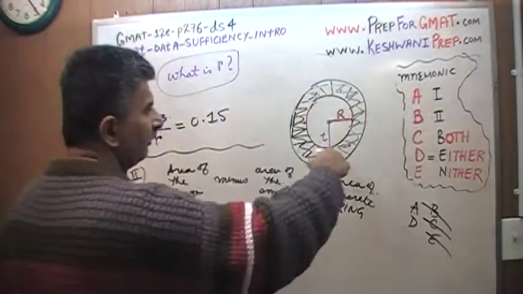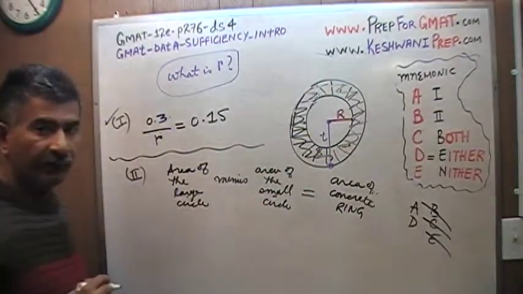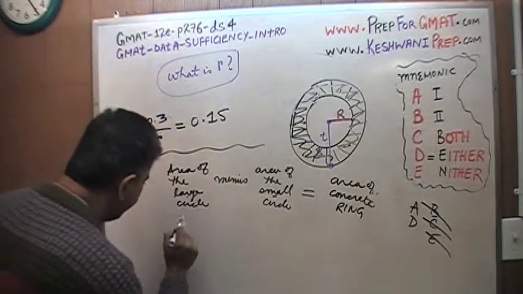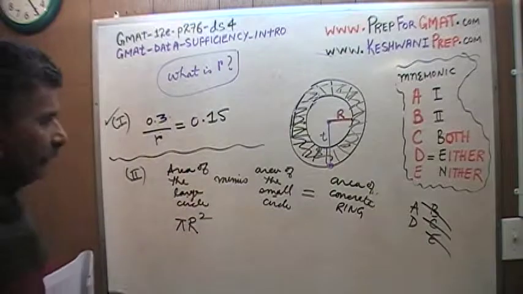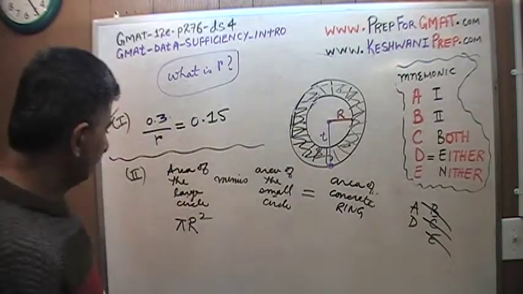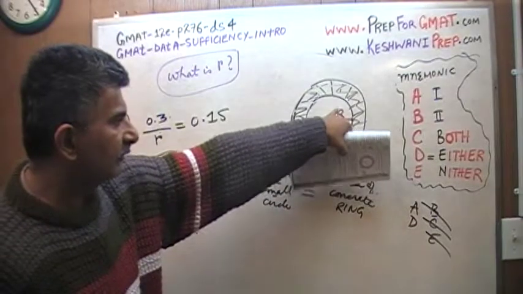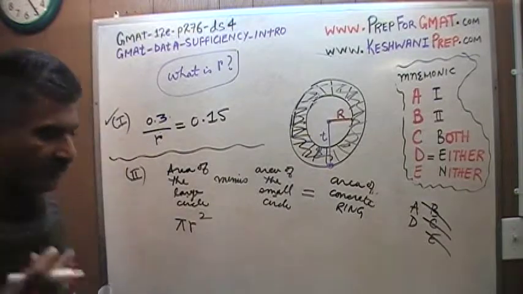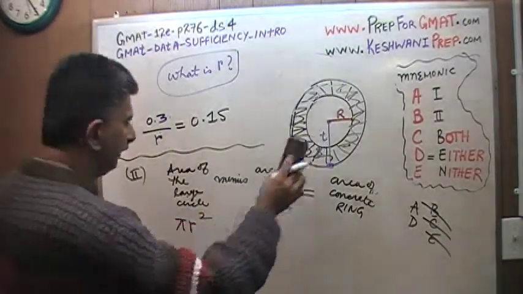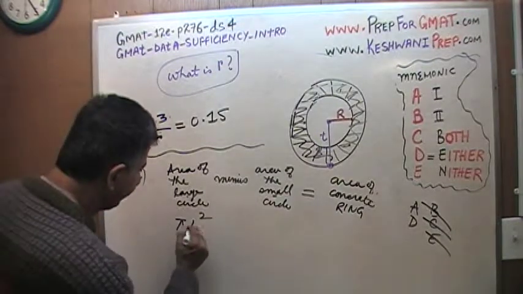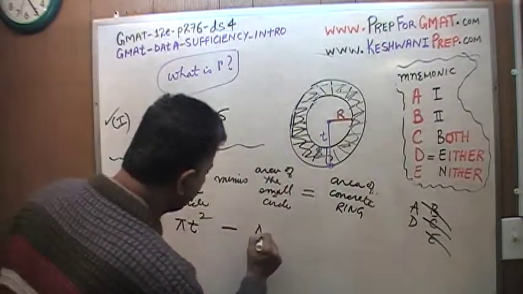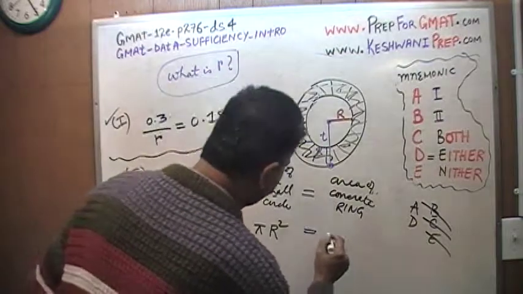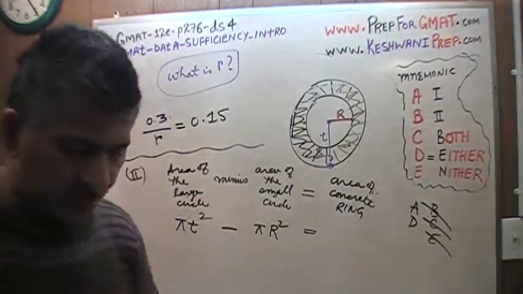That area of the ring is going to be the area of the large circle. And how do you find the area of the large circle? The area of a circle is simply pi r squared. Don't get confused between this r and that r. That r is the radius of the small circle. This R represents the generic radius here. The radius of the large circle is t. So let's substitute: pi t squared minus the area of the small circle, which is pi r squared, and that should equal the area of the concrete ring.